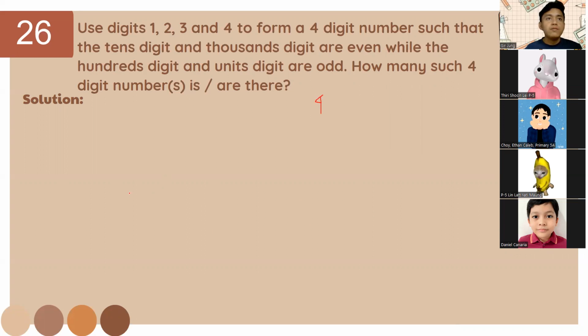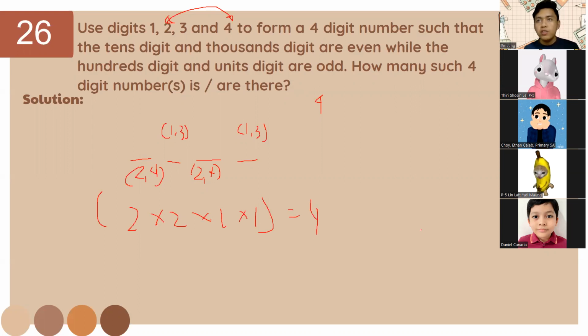To solve this problem, you have a 4-digit number, and it is stated that the tens digit and thousands digit are even. So we have only two different even numbers, right? In the tens digit and thousands digit, we have 2 and 4 only. And the units and the hundreds digits are odd, so we have 1 and 3. This is assuming that there is no repeating number, if I'm not wrong. So since we already have established this, we have 2 times 2 times 1 times 1. So we have 4 as the answer. Any questions regarding this problem?